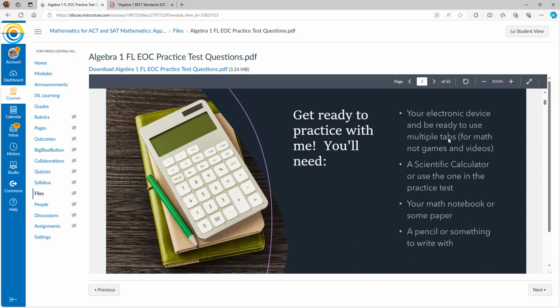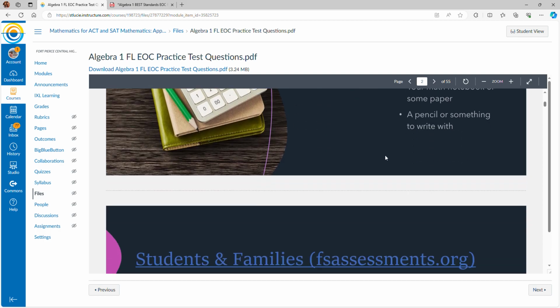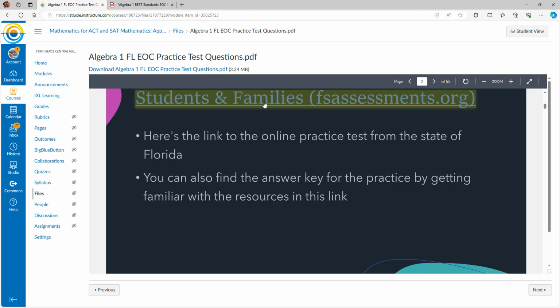Cover page, things you need to practice: have your packet, whatever you're watching this on, a calculator, some scrap paper, pencil, something to write with. Here's a link to the practice questions.